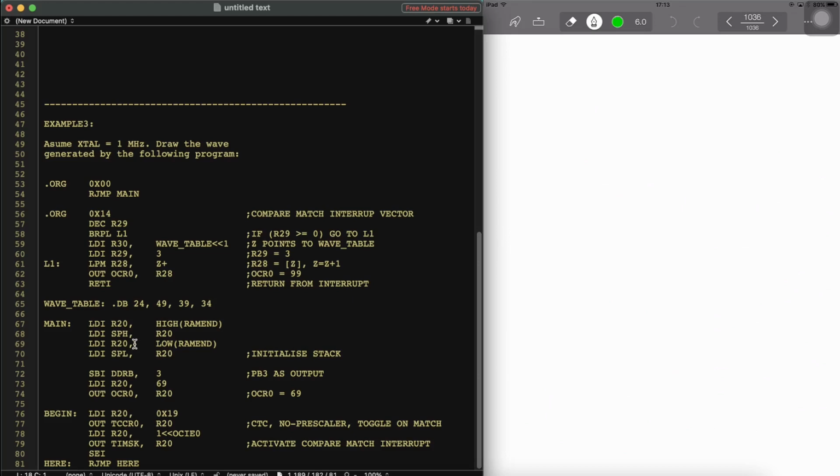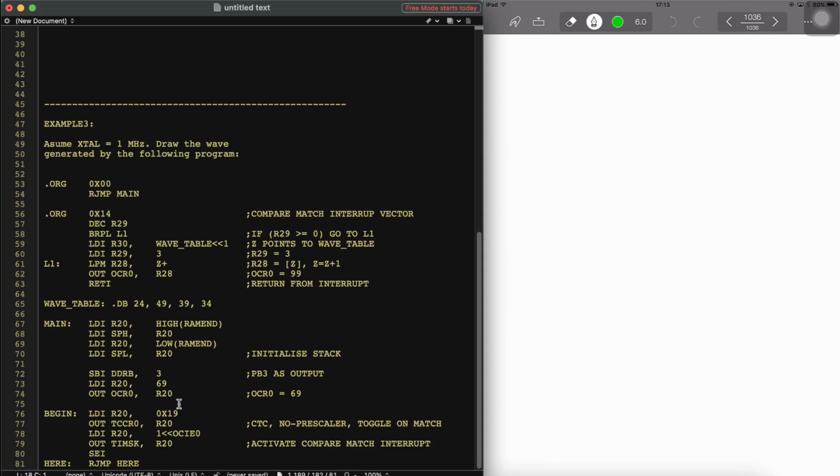I'll start with the main. In the main, the stack is initialized, as you can see, as we are using interrupts. Then pin 3 is set as an output for OC0. And we load this first OCR value as 69. So the first value is set as 69.